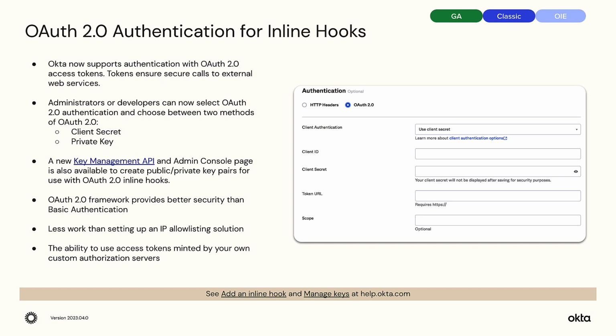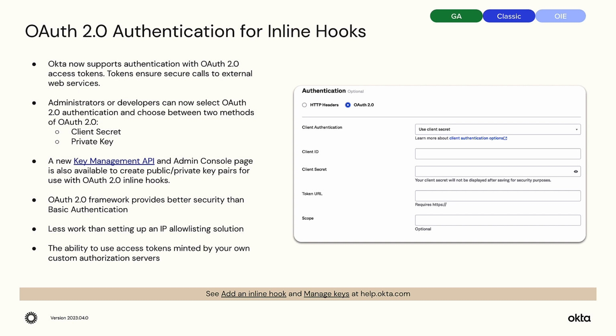OAuth 2.0 authentication for inline hooks. Okta inline hook calls to third-party external web services previously provided only header-based authentication for security. Although sent with SSL, the header or custom header authentication didn't meet more stringent security requirements for various clients and industries. To improve the security of inline hooks, Okta now supports authentication with OAuth 2.0 access tokens. Tokens ensure secure calls to external web services.